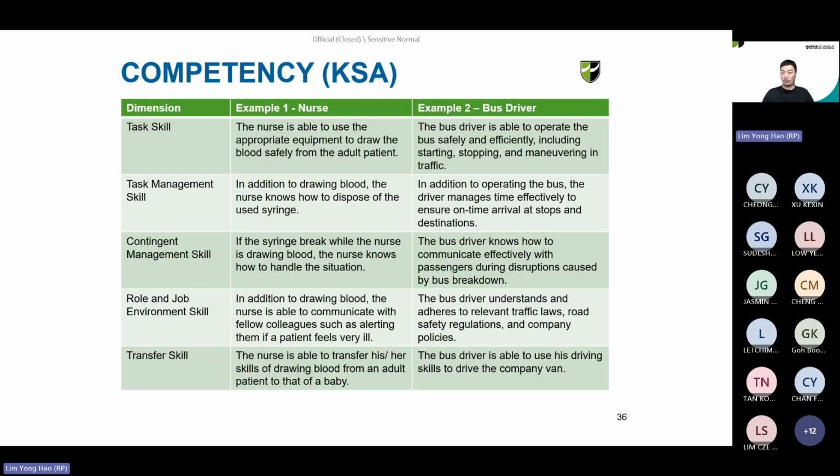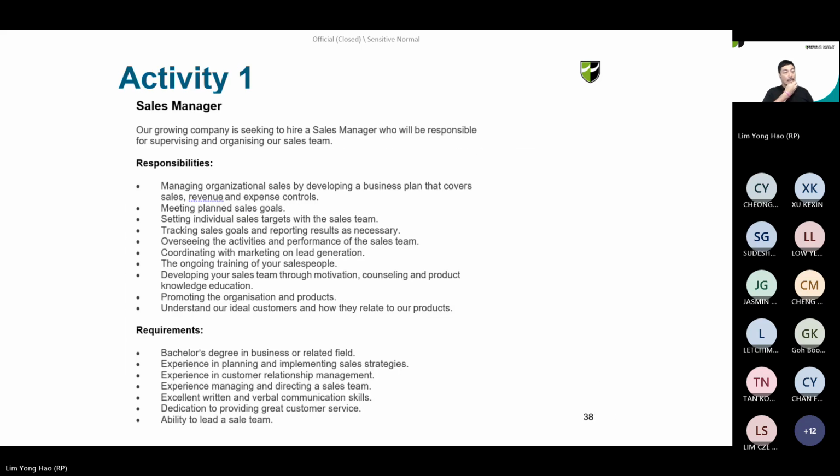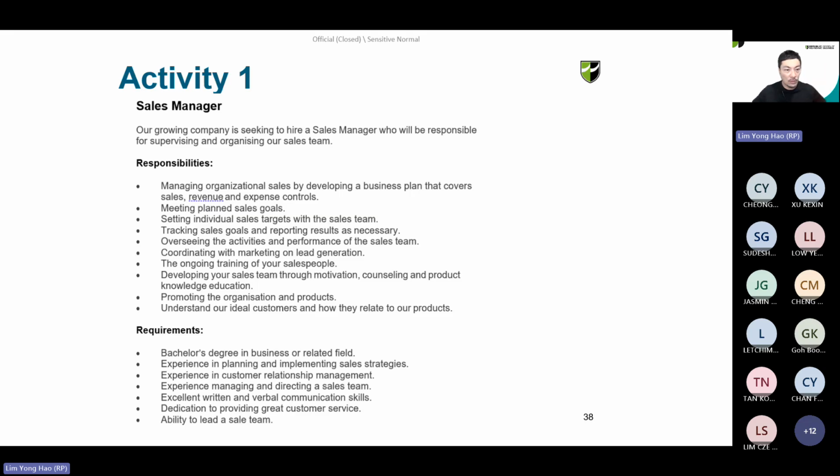Okay, so now we come to Activity 1. There's a job description, right? I just wanted you all to pick up each of this information and group them based on the competency model that we have. So for the interest of time, I'll just do this relatively quickly, so hopefully we have some time for the last discussion.